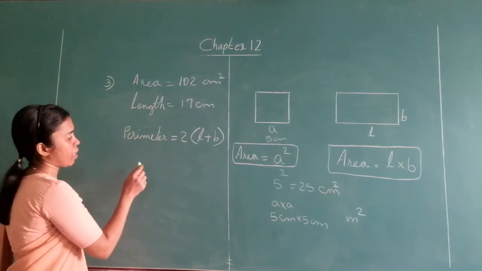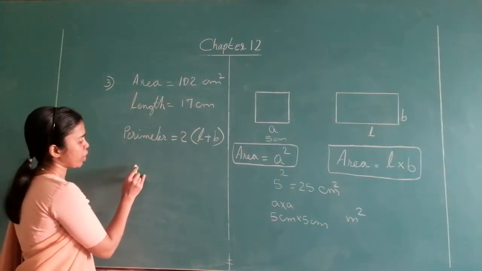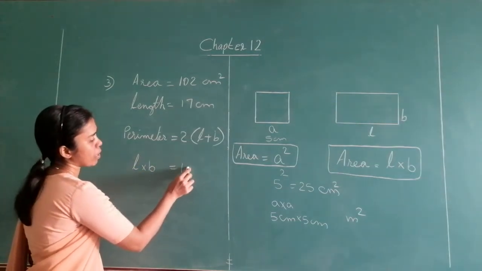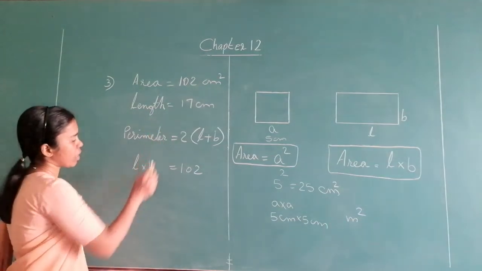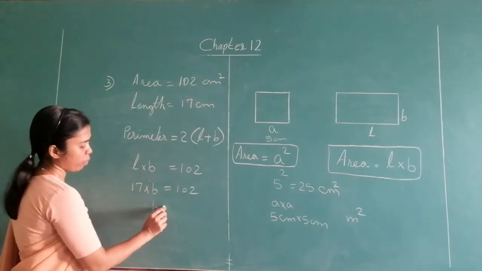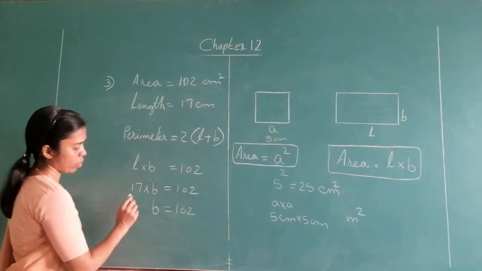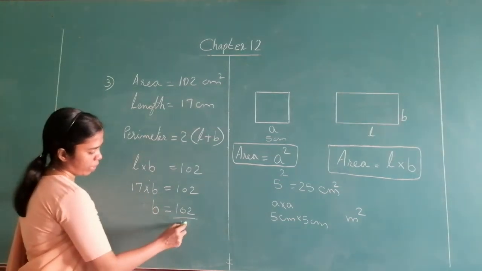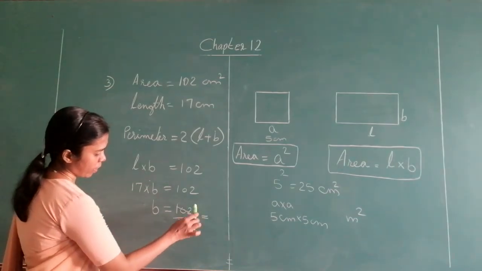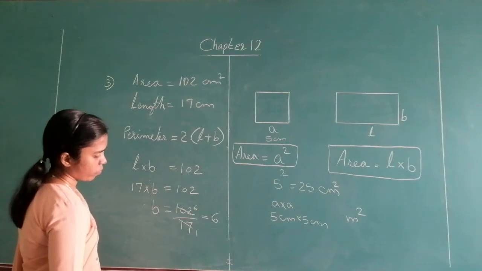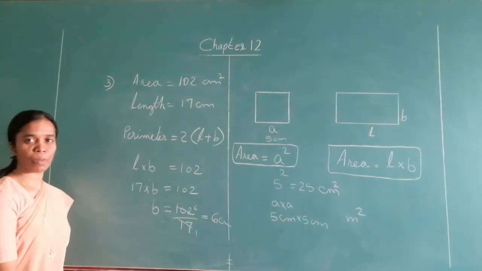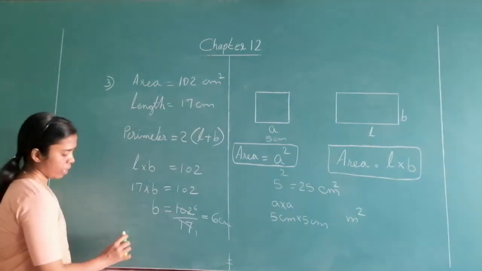From the formula area. Now, what is given to you? Area is, what is the formula for area? That is L into B. L into B is equal to 102. L is given to you, that 17 into B is equal to 102. Therefore, B is equal to 102 divided by 17, because this is multiplication. How many times? Completely gets cancelled. It is 6. So breadth is 6 centimeters. Since everything is in centimeter, it will be in centimeter.